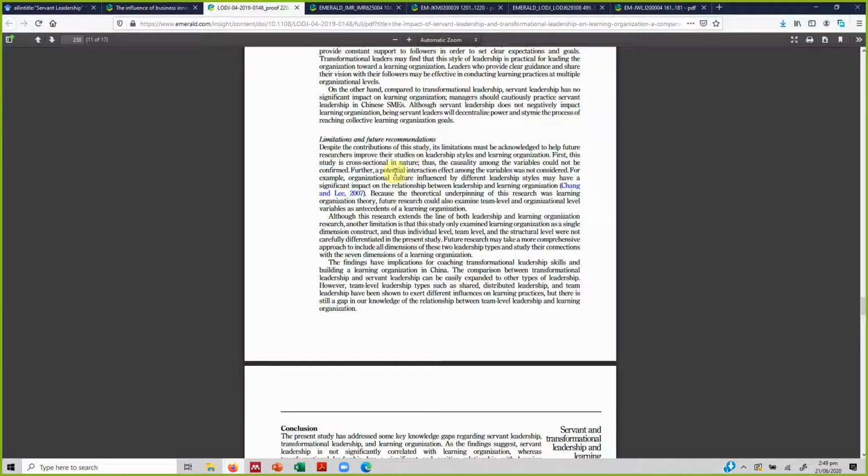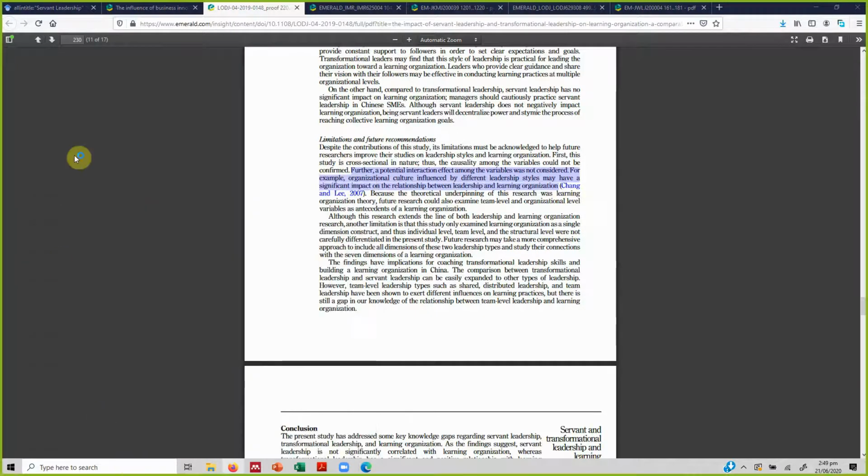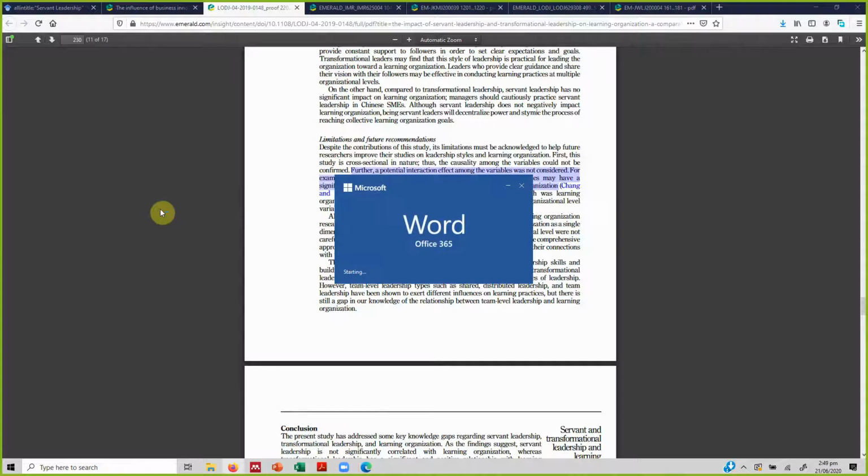Now, if I come to the limitations and future research directions of this paper, what I see is that they have recommended organizational culture as a moderating variable between leadership and learning organization. So what I can do is I can go to Microsoft Word and store this information because I'm going to use it in future for my study.